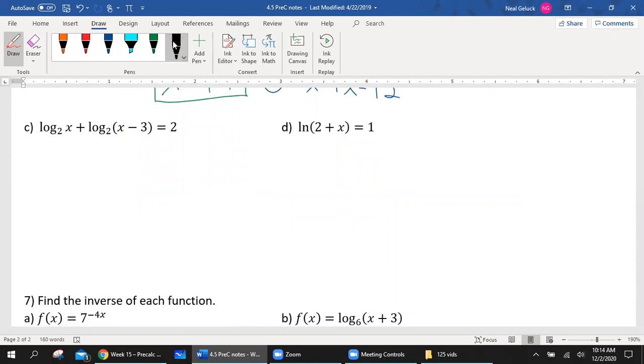On letter C, again, I'm adding, so I'm going to multiply these together. So x times x minus 3.